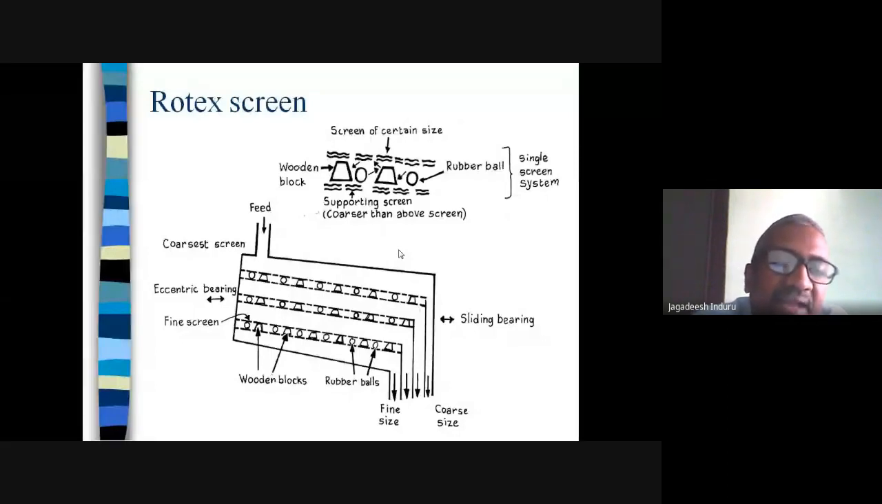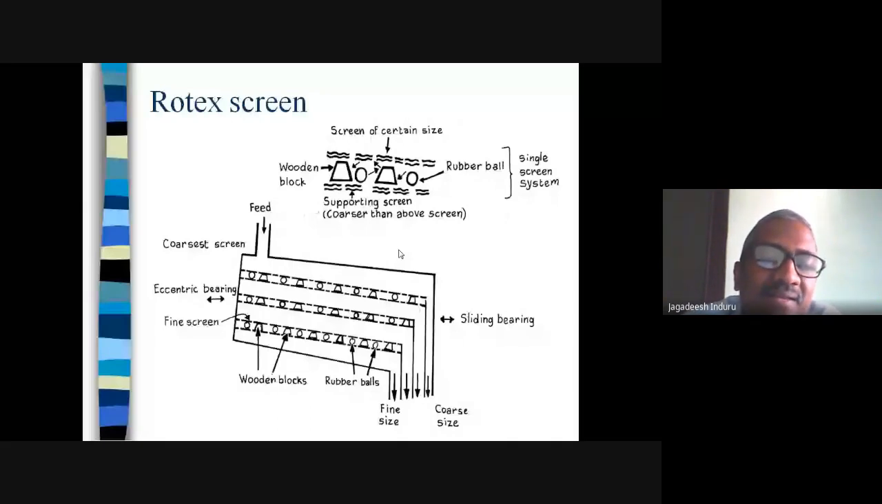Depending upon the number of fractions you want, we can vary this particular Rotex screen by inserting that many screens. It means if you want 6 fractions, you need to insert 5 different screens. You will get n+1 fractions. It means if you have 5 sieves or screens, you will get 6 fractions. If you want 7 fractions, you need to insert 6 sieves, 6 screen sets.